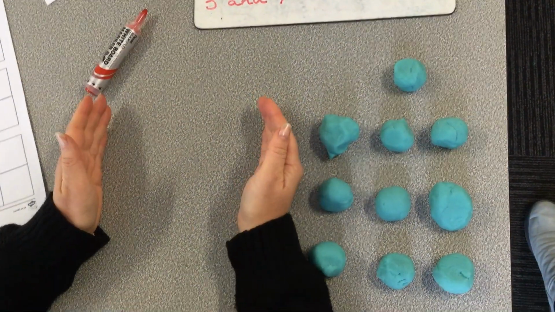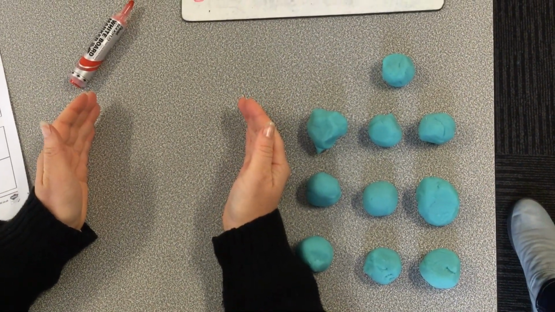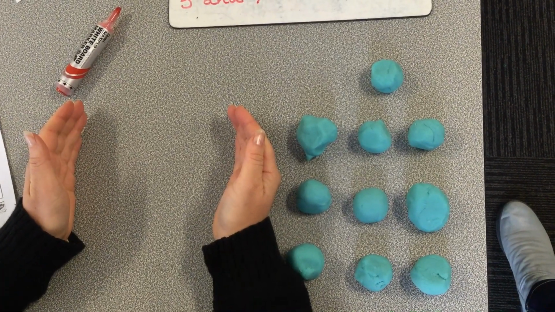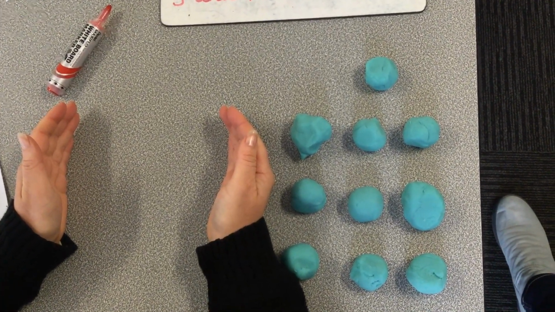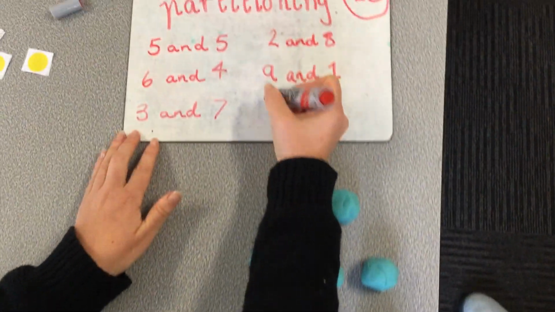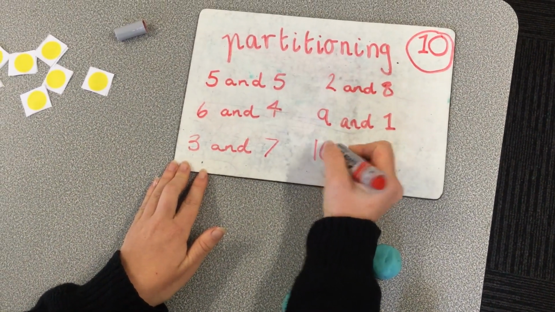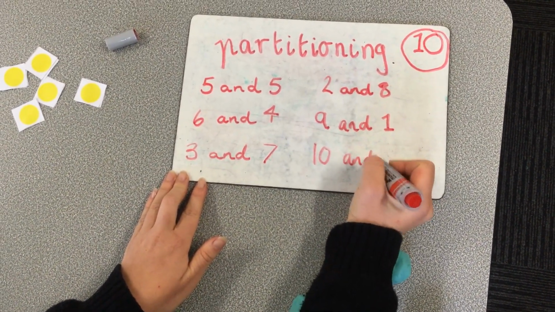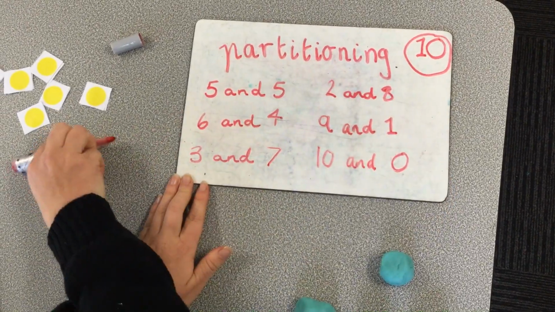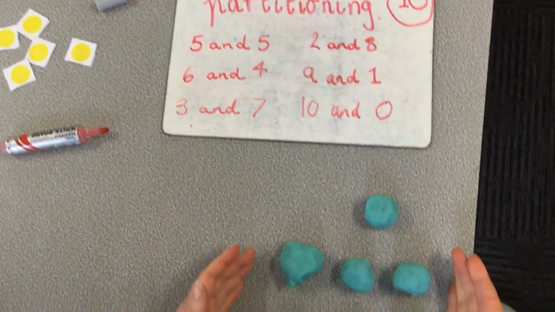Now if I move the lucky last ball over here, I know that I've got 10 Play-Doh balls here. And how many do I have in here? Can you guess? None. I've got 0 over here. So we know that 10 and 0 is the same as 10.